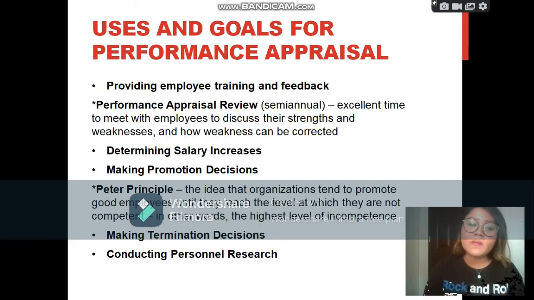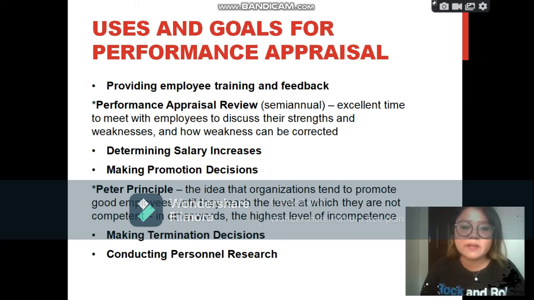Okay. Another thing is that performance appraisal is also used for making termination decisions. Okay, so in terminating an employee, there must be a proper process to be followed. Not just because I don't like this employee anymore, I'm going to terminate him or her.